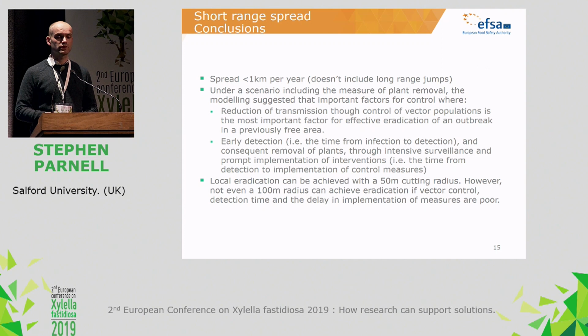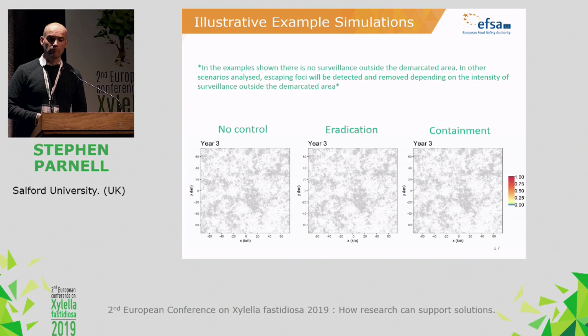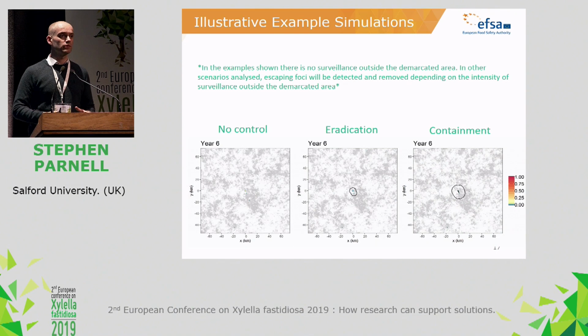So the next model was the long range spread model. That was work that was led by Dan Chapman and Stephen White. And Dan presented his model yesterday, or the latest version of that model. So what you can see here is just some illustrative examples of the model spread, just to show what this model looks like. It includes information on the landscape distribution, so the distribution of hosts in the landscape, the rate of local increase in the infection, and the dispersal of the disease.